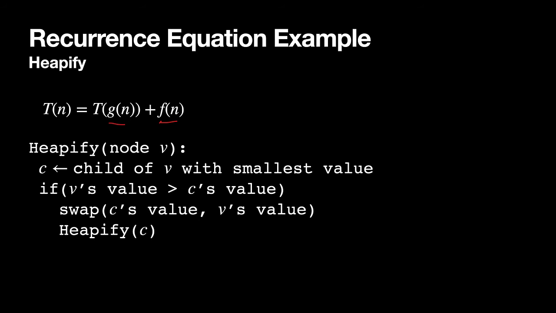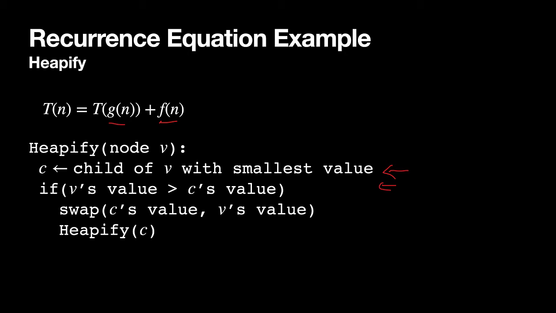Okay, so our goal here now is to use our Heapify algorithm as an example and try and develop a recurrence equation for Heapify. So, starting with the form of our recurrence equation, t of n equals t of g of n plus f of n. Let's go ahead and try and figure out the right-hand side of this equation, the f of n and g of n. So looking at our pseudocode for our algorithm, there's this process of finding the child of v with the smallest value, and then there's a simple if statement.